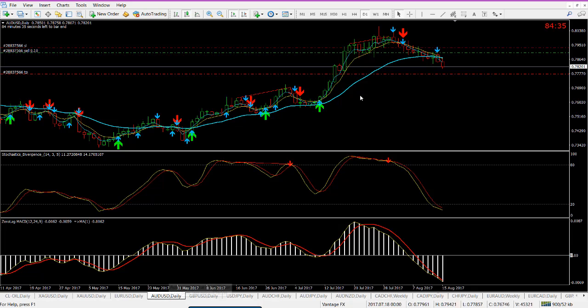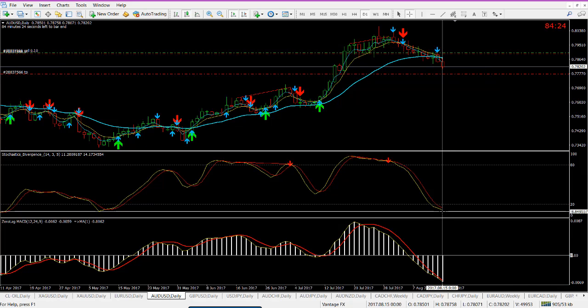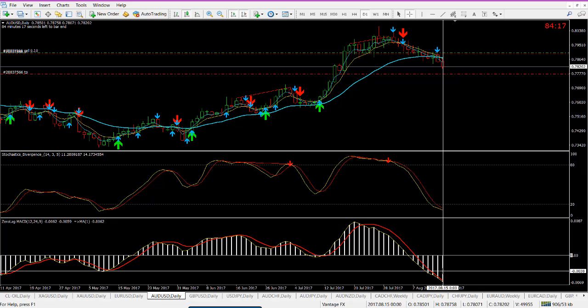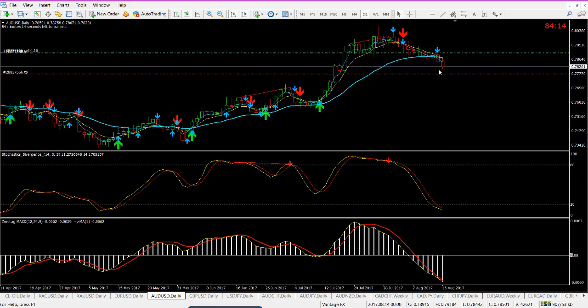AUDUSD is very good. It's moving down, so this one I moved my stop loss to break even. Okay, you can do that as well. The stochastic is under 20. The zero lag MACD is under 0 and it's going down. Probably we're going to have a kind of move back, a retracement, but well, it's going very good. USD is getting stronger, and so AUD is going to drop more. So we stay in this.